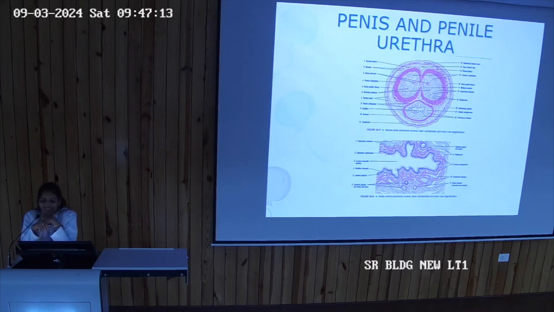The prostatic urethra has 2 types of epithelium. The upper part is transitional and the lower part is stratified columnar. And here again it has 2 types of layers, simple or stratified columnar epithelium, and the lower part, which is near the skin, is stratified squamous epithelium.